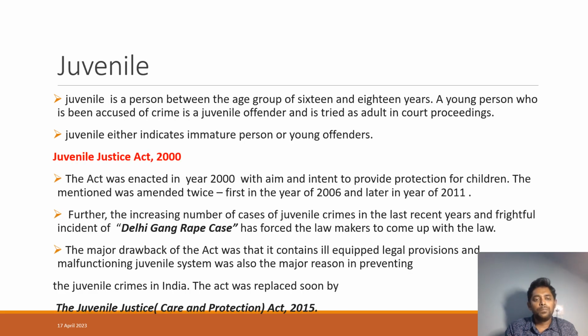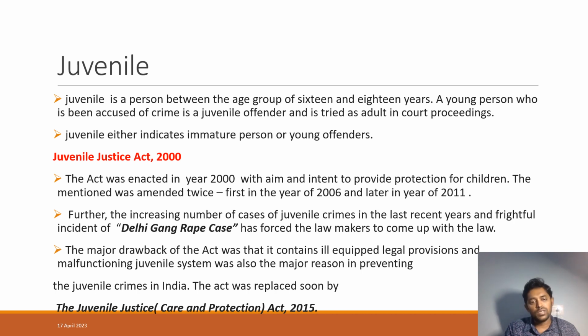Coming to juvenile. A juvenile is a person between the age group of 16 to 18 years. A young person who is being accused of crime is a juvenile offender and is tried as an adult in court proceedings. The juvenile either indicates immature person or young offenders.